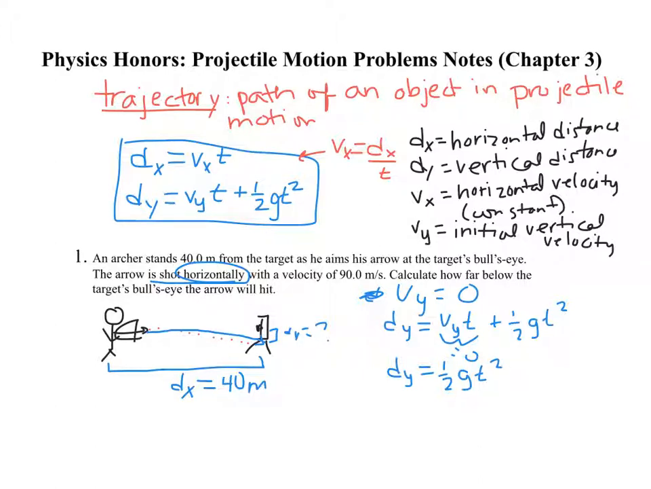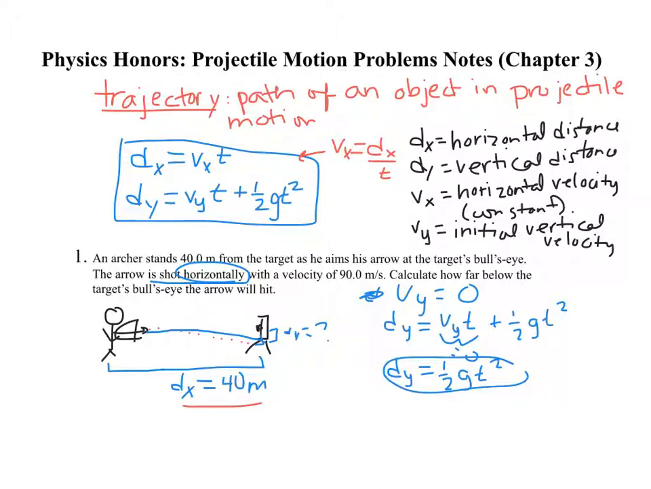We don't know what t is, unfortunately. So we need a little bit of work before we can use this equation. This is going to be the equation that we eventually use, but before we do that, we need to find t. That's where this other piece of information that we have comes in.